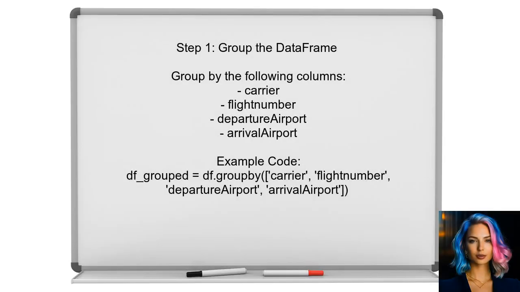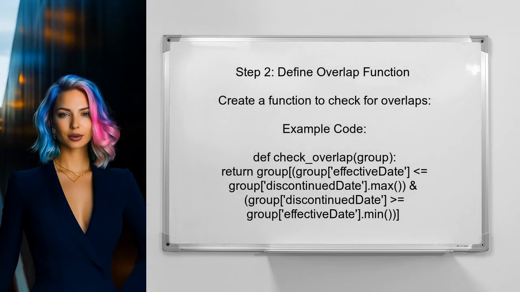To find rows with overlapping date ranges, the user should first group the data frame by the specified columns. This includes carrier, flight number, departure airport, and arrival airport. Next, the user needs to define a function that checks for overlapping date ranges. This function will compare the effective and discontinued dates of each row within the group data.